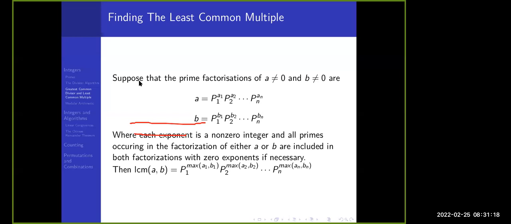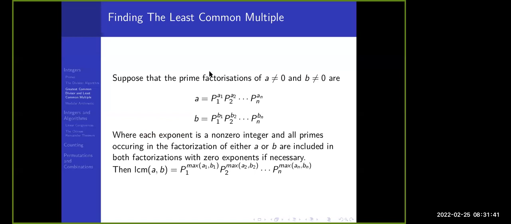Suppose you have the prime factorizations of a and b as follows, again using the same ideas, so that all the primes that appear in the first factorization also appear in the second. If necessary, you can put in 0 exponents to make them appear in both factorizations.